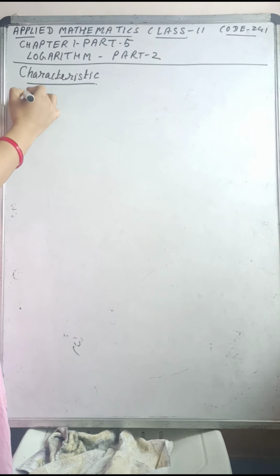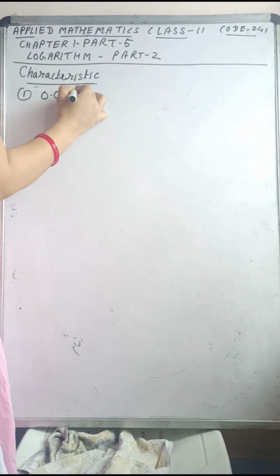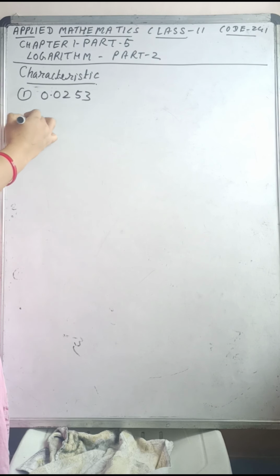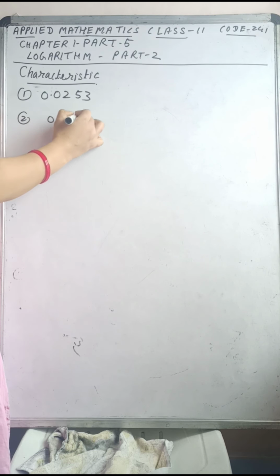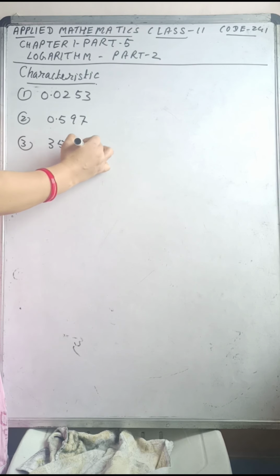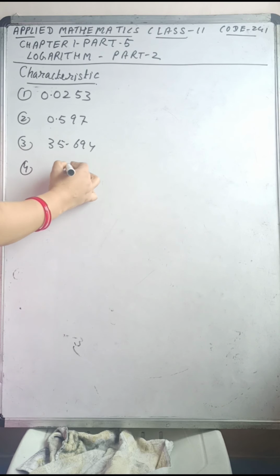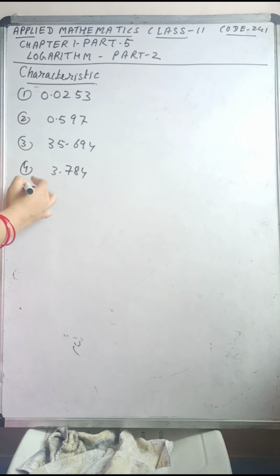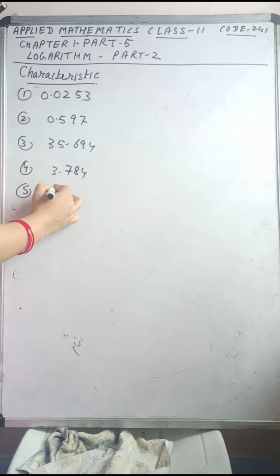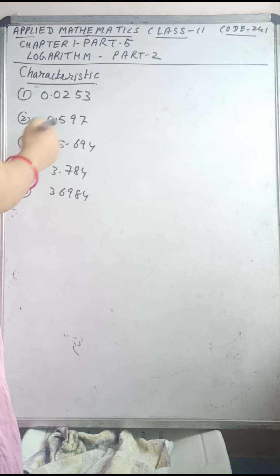So a few examples I am writing over here. Let us take 0.0253, 0.597, 35.694, 3.784, then 36984. Any randomly I have taken.